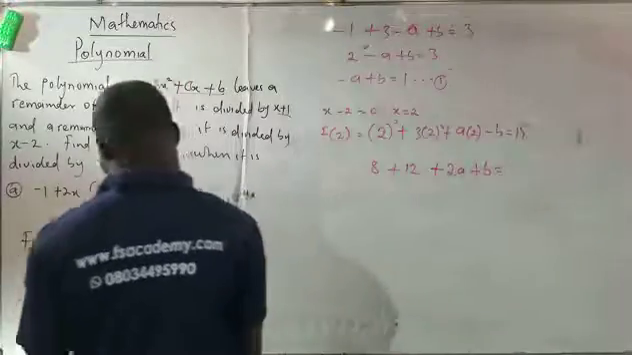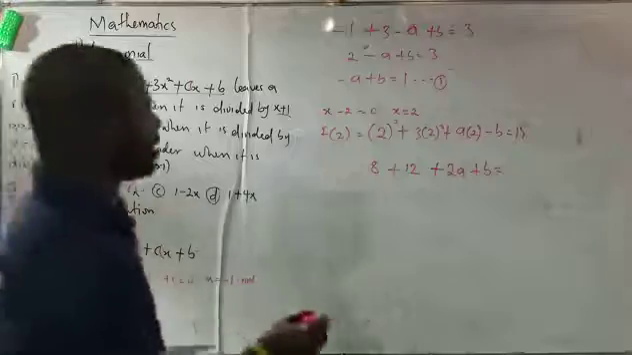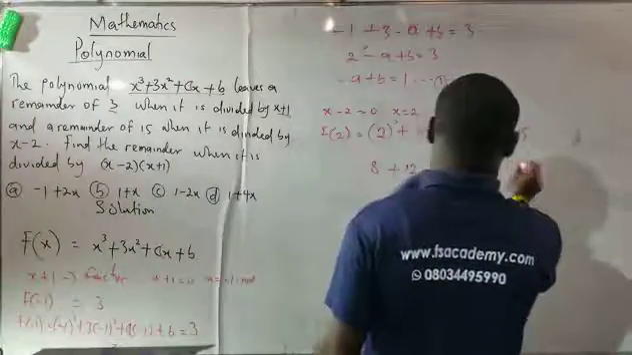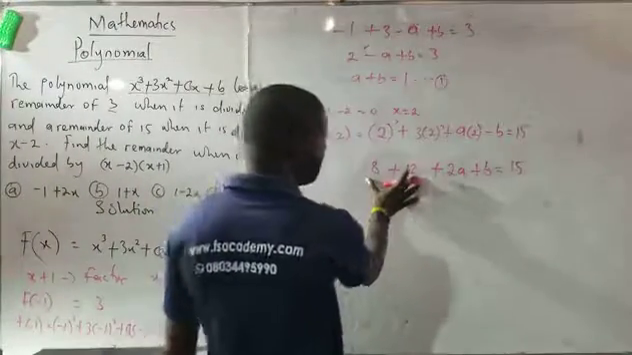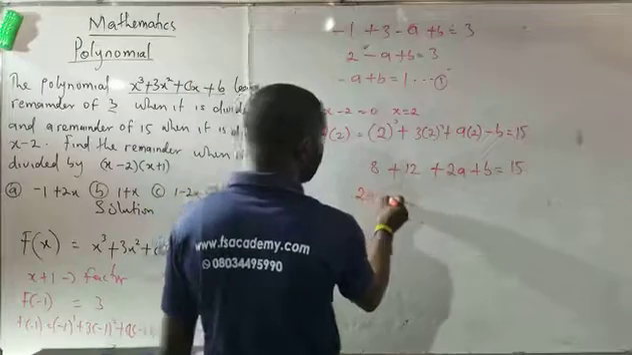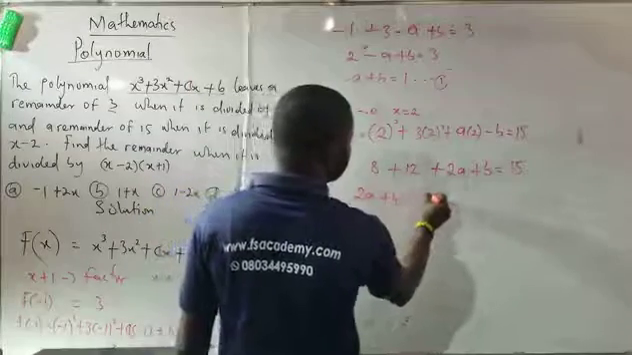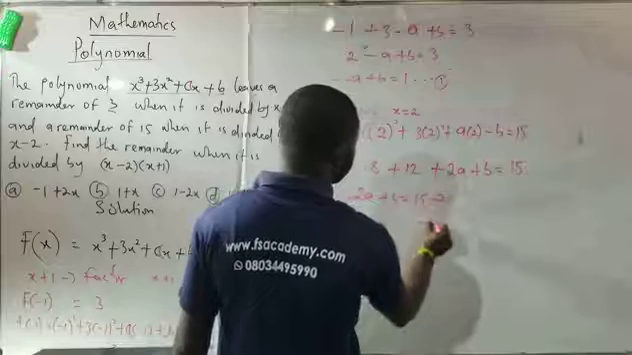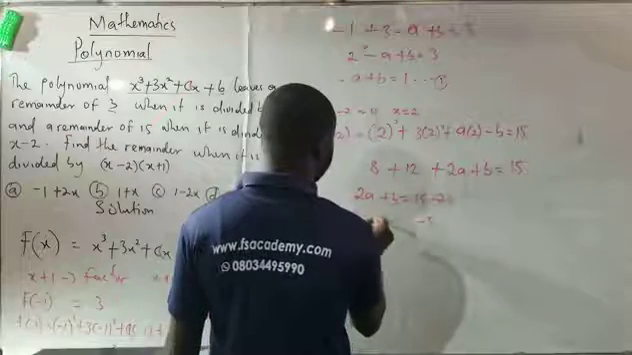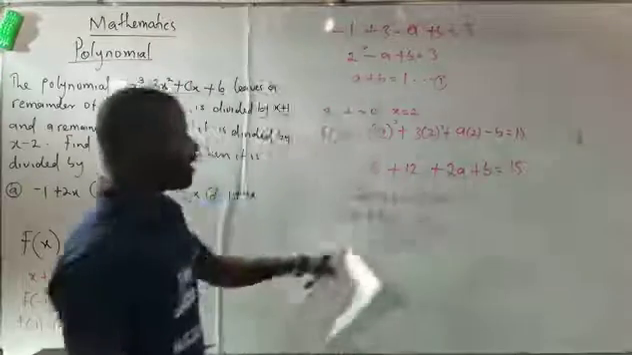Am I making a mistake? Okay. This equals 15. Now this will be 20, and 2a plus b will equal 15 minus 20, which is minus 5. So 2a plus b equals minus 5. This is equation 2.